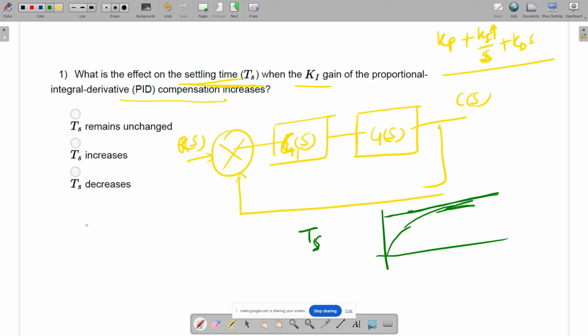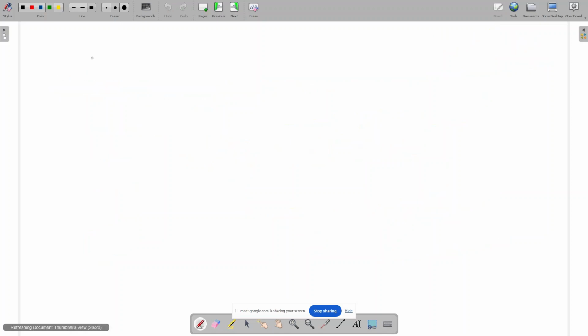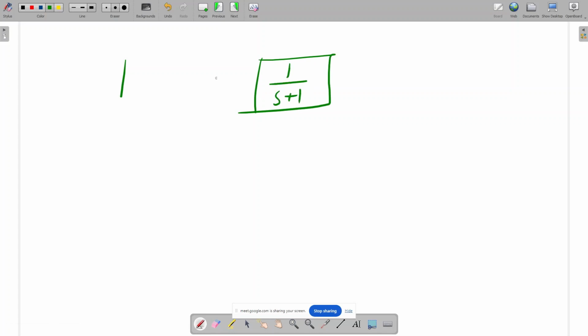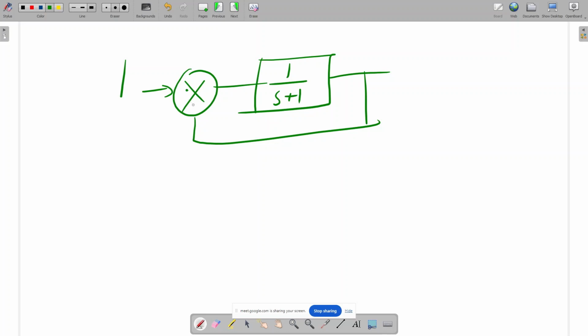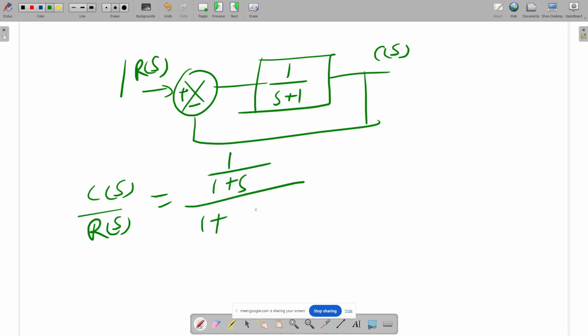Let's say I'm not using any controller, and our transfer function is G of s equal to 1 upon 1 plus s. Simple, without any controller, with unity negative feedback. What will be C by R? C of s by R of s is equal to G by 1 plus G, so 1 by 1 plus s divided by 1 plus 1 by 1 plus s. So what will be the value? 1 by s plus 2.